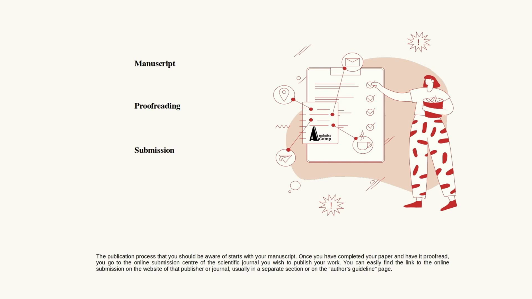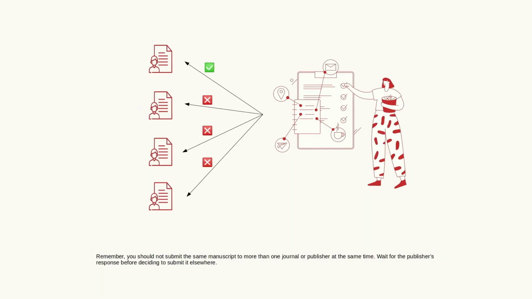Once you have completed your paper and have it proofread, you go to the online submission center of the scientific journal in which you wish to publish your work. You can easily find the link to the online submission on the website of that publisher or journal, usually in a separate section or on the author's guideline page. Remember, you should not submit the same manuscript to more than one journal or publisher at the same time. Wait for the publisher's response before deciding to submit it elsewhere.